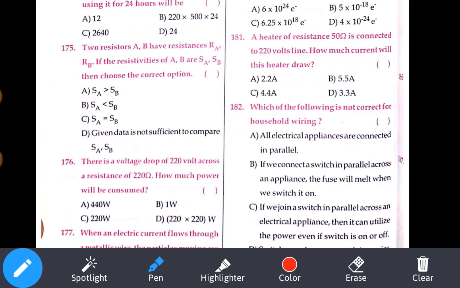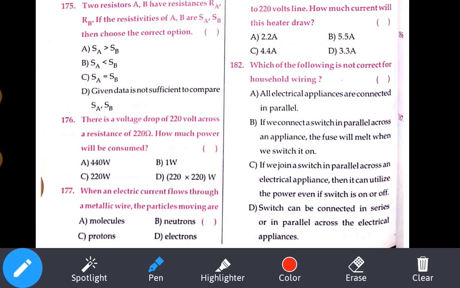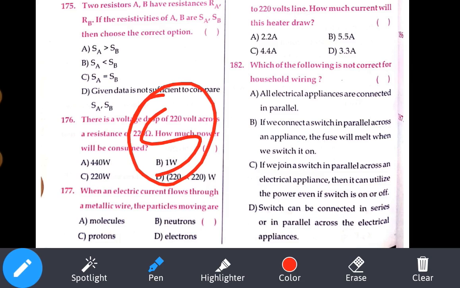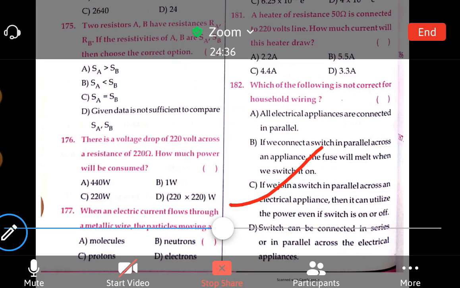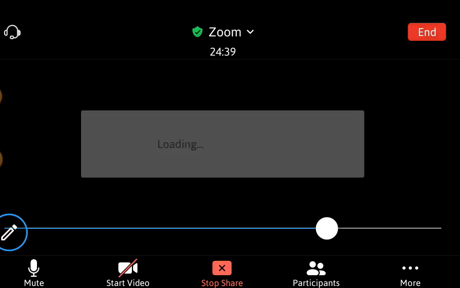Which of the following is not correct for household wiring? I think you have already seen that whatever switches are there should always be connected in parallel, but if you observe here, in option number D the switch is connected in series, and that is wrong. Option number D is our answer. So that page is over. Okay, let's see the next page.